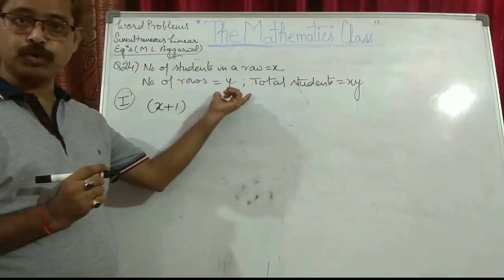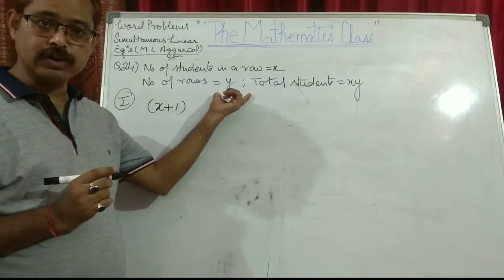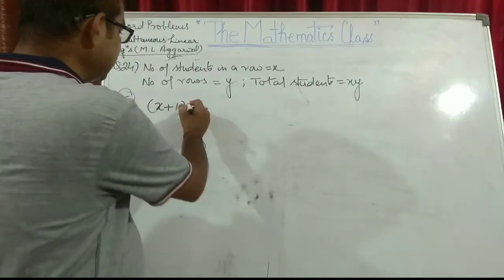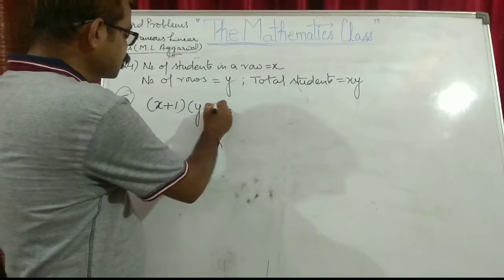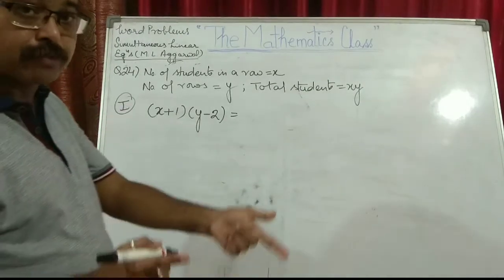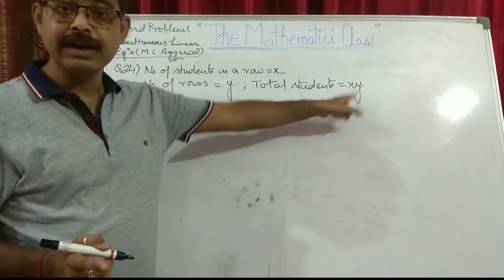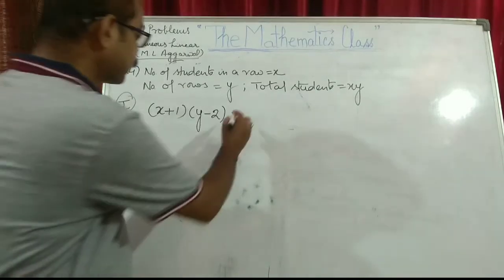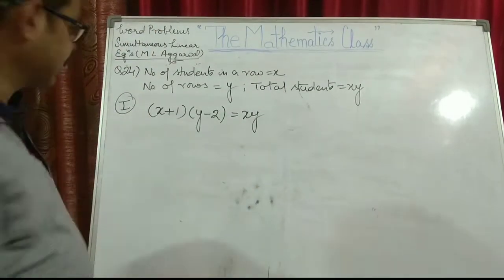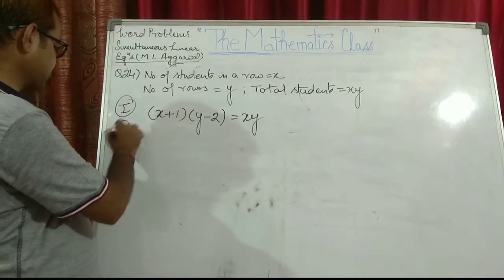Initially the number of rows was Y, but now the number of rows will be 2 less than what it was. That will be Y minus 2. But in any case, the total number of students will always be the same, or you can say is equal to XY. First equation done. Now the second equation.